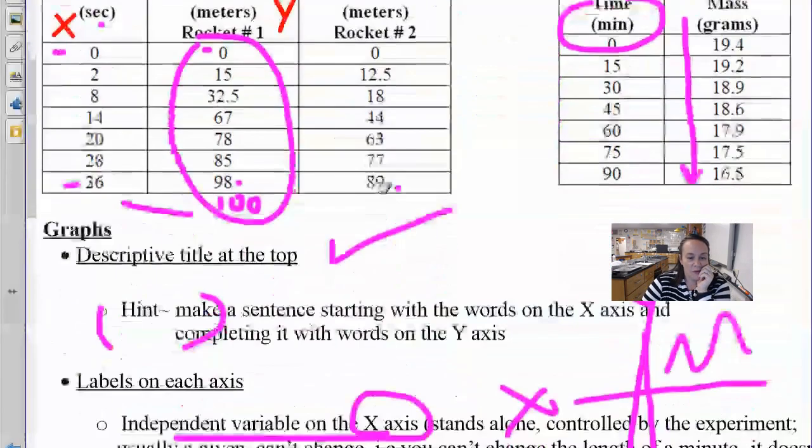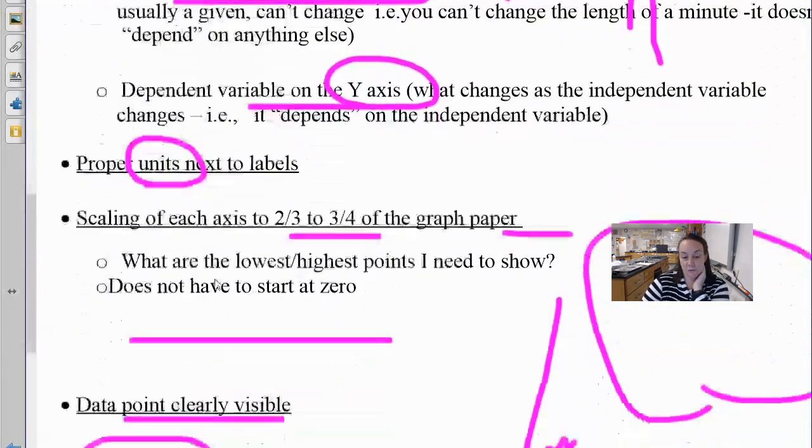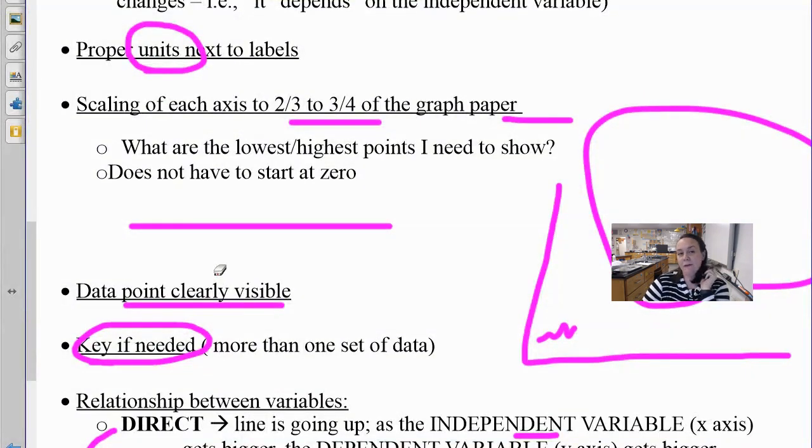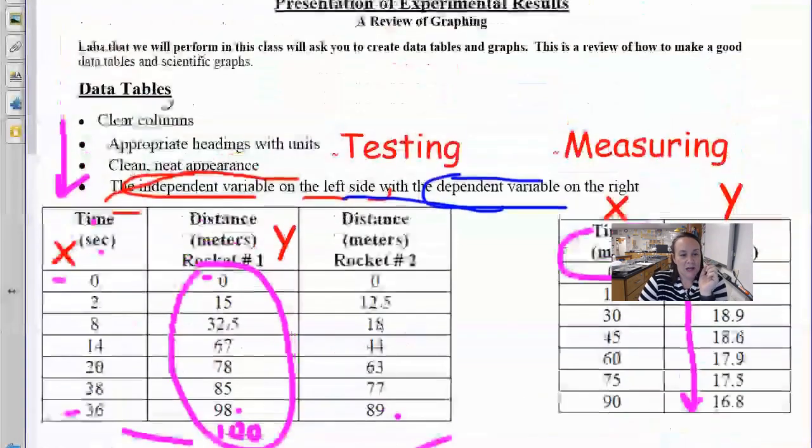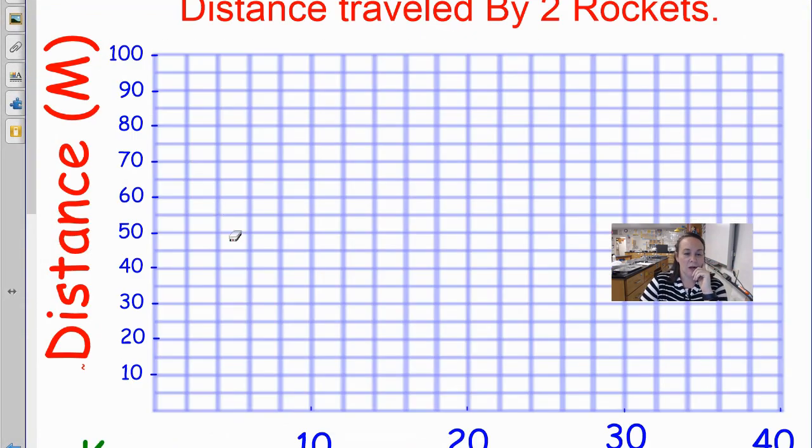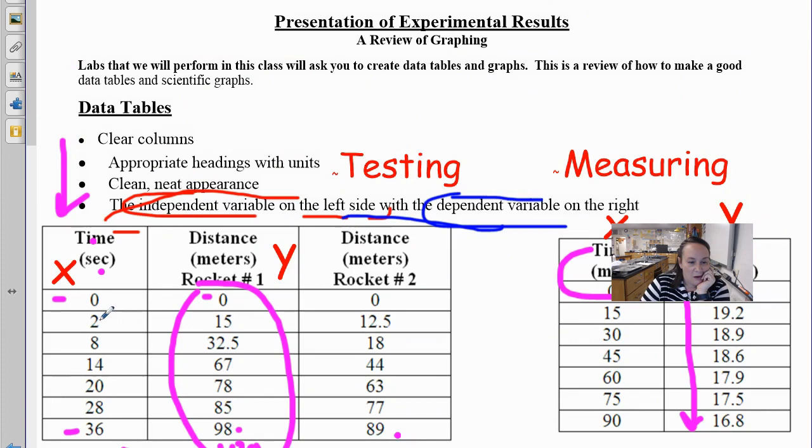All right, so the last thing we have to do here is make sure the data points are clearly visible and then figure out the relationship. At time 0, both rockets are at 0. So we can just start, and if you would like, my first rocket is green. Let's do that. So we're starting here at 0. We'll put a dot. Then at 2 seconds, my first rocket is at 15 meters.